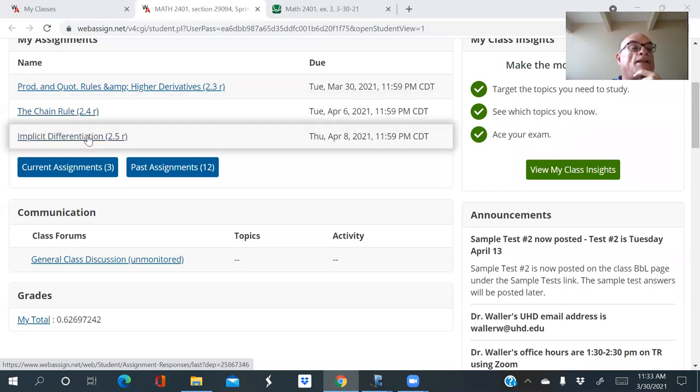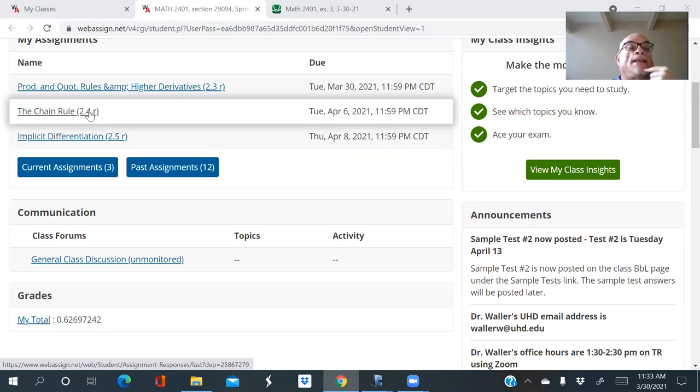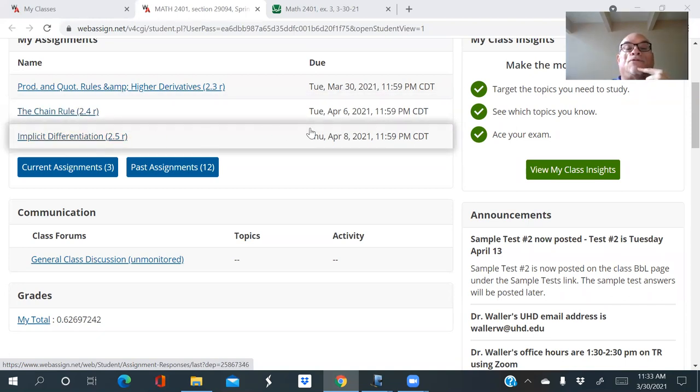I don't know if we'll get to it today, but we're also going to talk this week about what's called implicit differentiation, which relies a lot on the chain rule. So it's closely related to the chain rule, and there's a homework due for that, but not till next week.